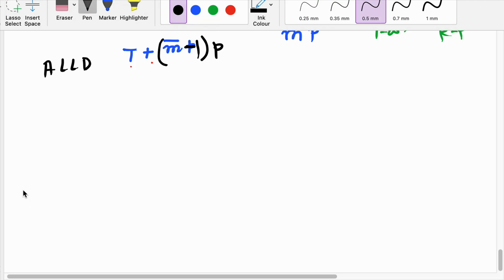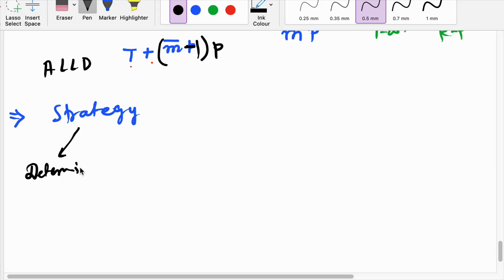So what do I mean by strategy? Let me define what is meant by strategy. There can be two types of strategy. One is deterministic and the other is stochastic. So let me first see what the deterministic strategy is.